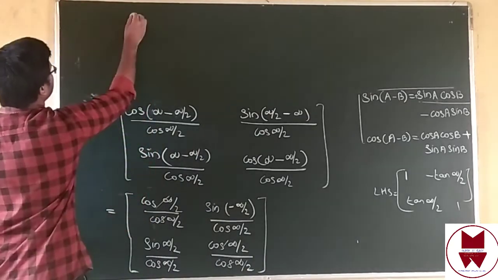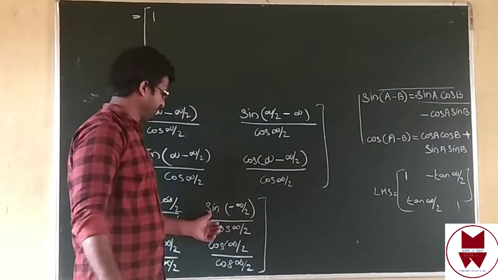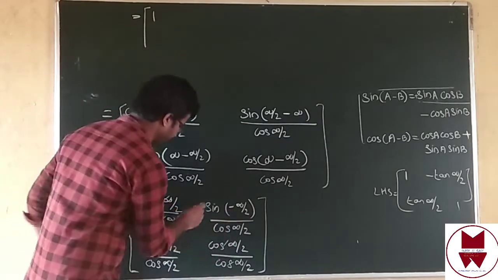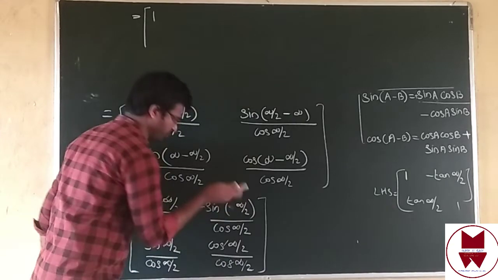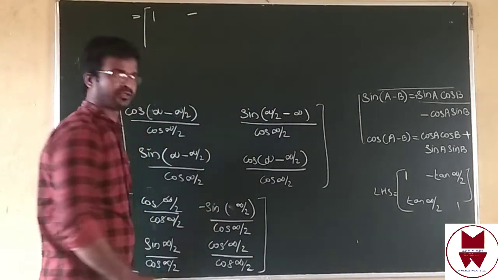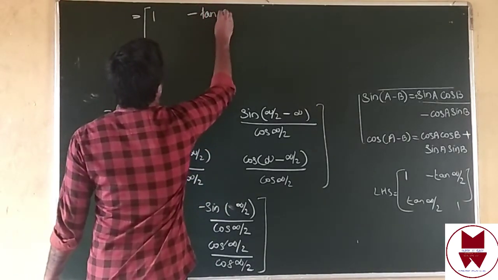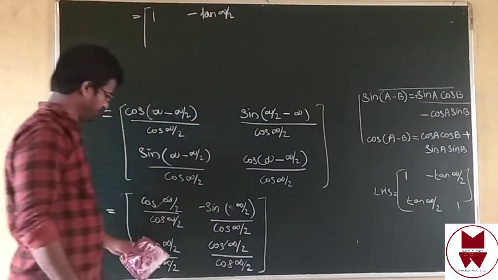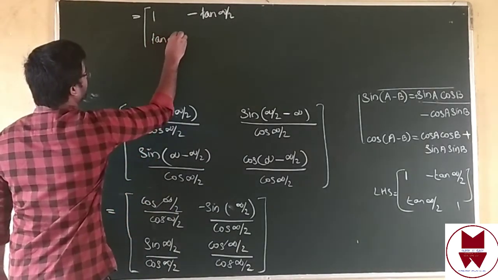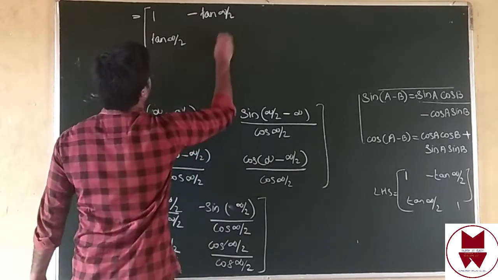Then we can write matrix 1. Then what is sin minus alpha by 2? That will be minus, this minus we can write in here. Then sin by cos. Sin by cos means tan alpha by 2. And here, sin by cos, that is tan alpha by 2. In here, cos divided by cos is 1.